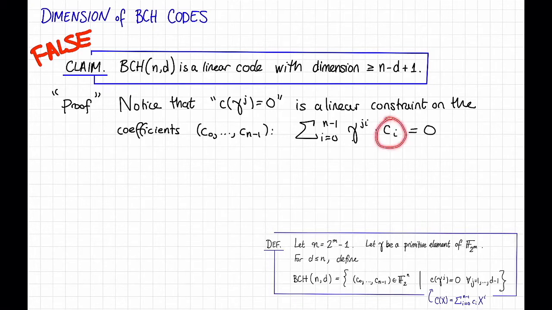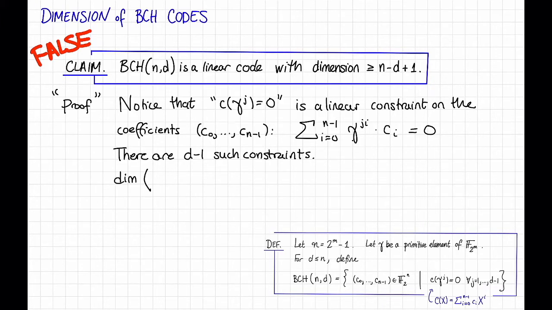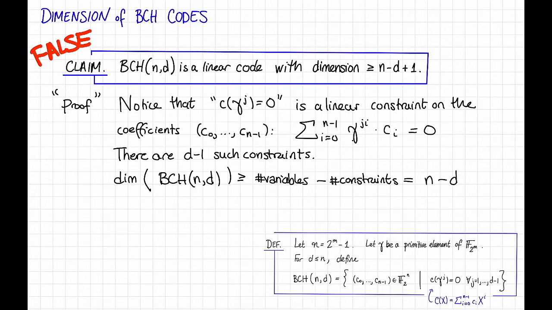And here are my variables, and these are just some constants, and I'm saying that these linear equations had better be satisfied for all j between 1 and d minus 1. So there are d minus 1 such constraints. Therefore, by linear algebra, the dimension of the BCH code with parameters n and d should be at least the number of variables minus the number of constraints. And there are n variables and d minus 1 constraints, so this is n minus d plus 1. And that's exactly what we claimed.